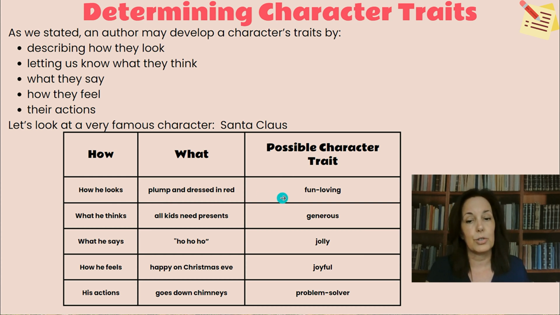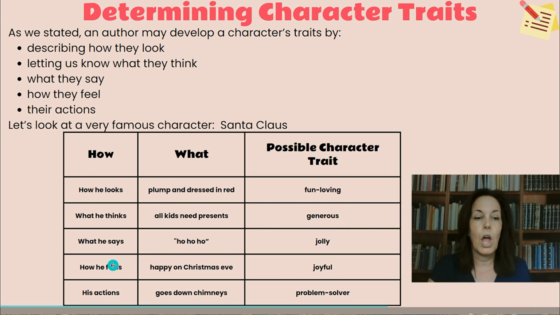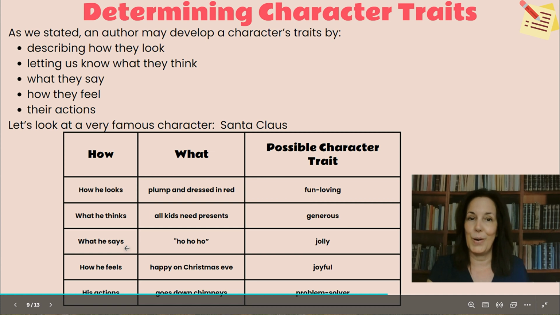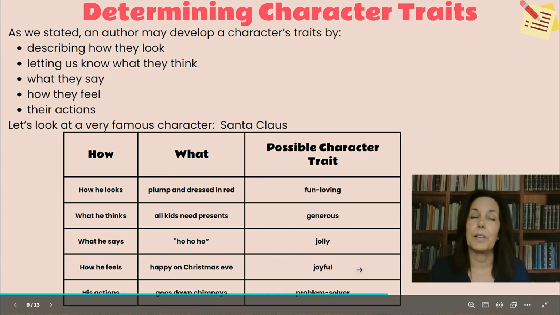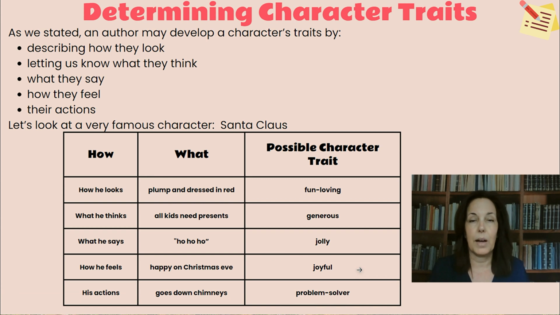He looks plump and dressed in red. A possible character trait is that he's fun-loving. What he thinks: all kids need presents. A possible character trait is that he is generous. What he says: ho, ho, ho. You knew that was coming, right? Possible character trait, he's jolly. How he feels: happy on Christmas Eve. Possible character trait, he is joyful. His actions: he goes down chimneys. Possible character trait, he is a problem solver.